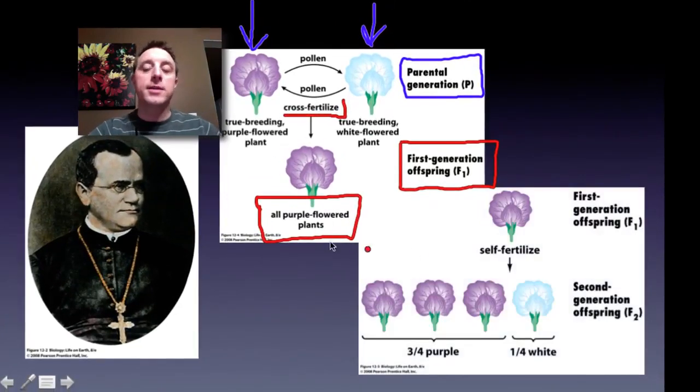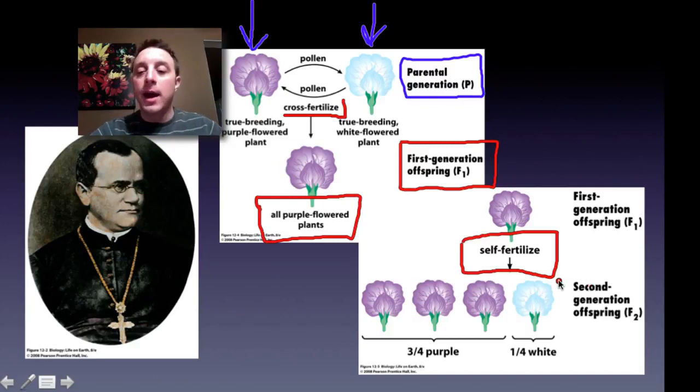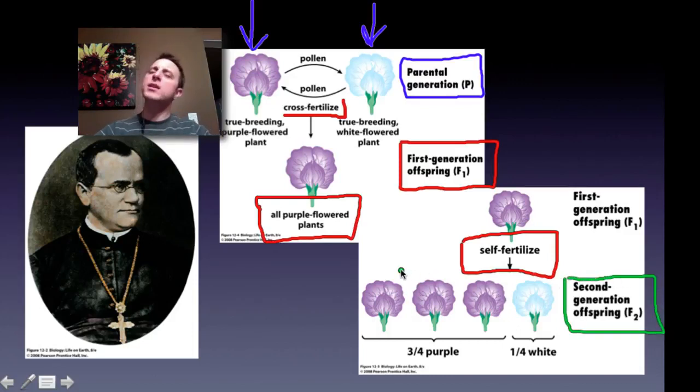So he went on, and his next experiments were to take two of these F1 plants and cross them. He allowed them to self-fertilize, or you can also think of it as taking one F1 plant and allowing it to self-fertilize. This gave rise to what we call the second generation offspring, or F2 plants. And what he saw in the F2 is very, very interesting.